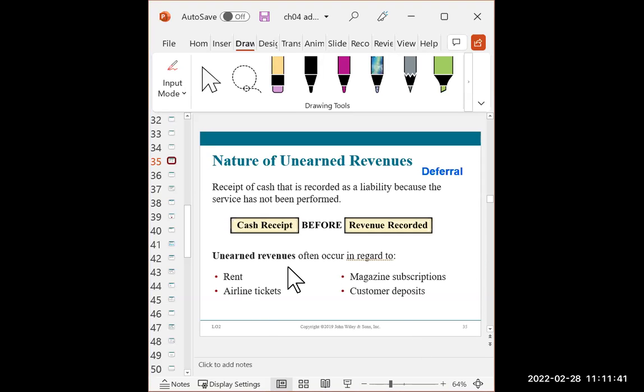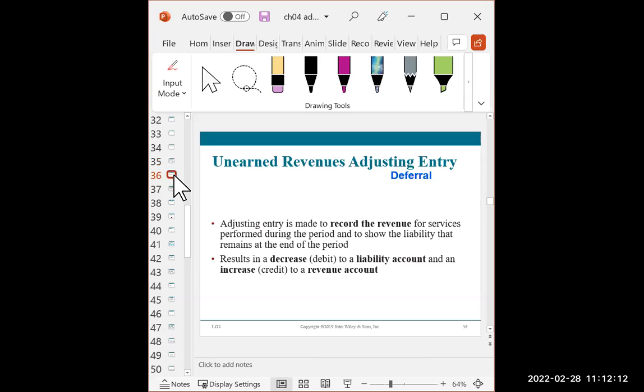So we might see this in rent or magazine subscriptions, customer deposits, airline tickets. A real common one you see this is like if people buy sporting events, they buy season tickets. If they pay for season tickets up front, the team that they're buying, say the 49ers, would not recognize all that income right then. They would do an entry every single time they play a game in order to recognize how much they earned for each game.